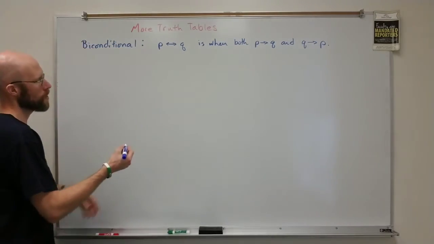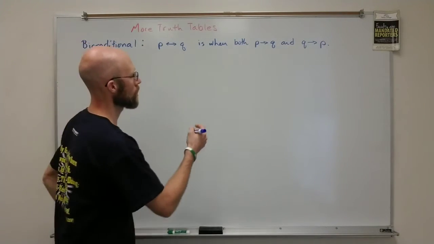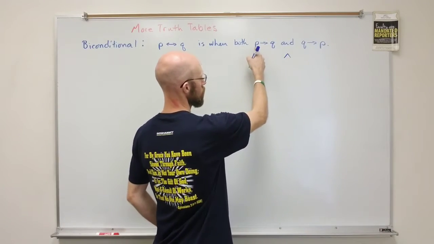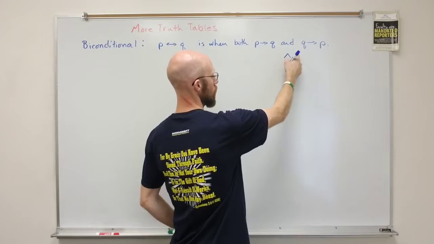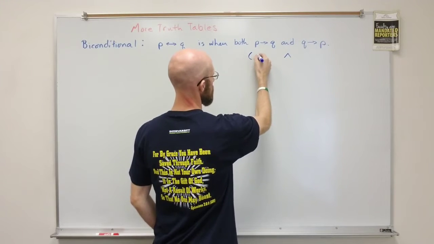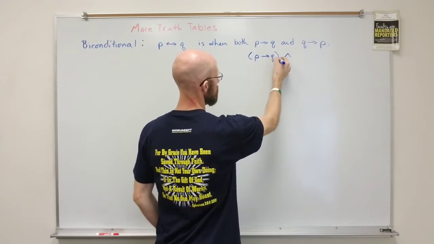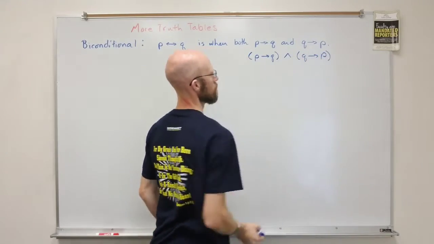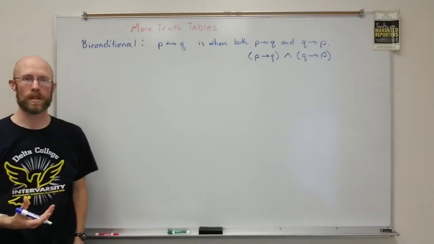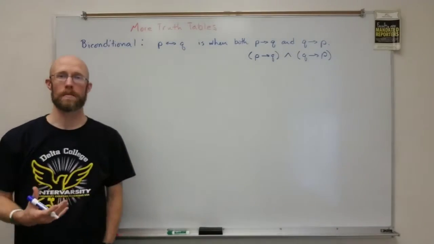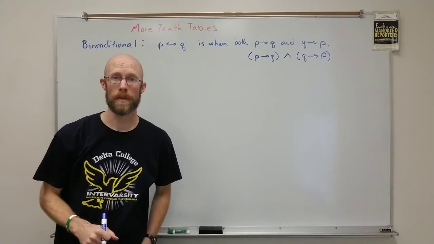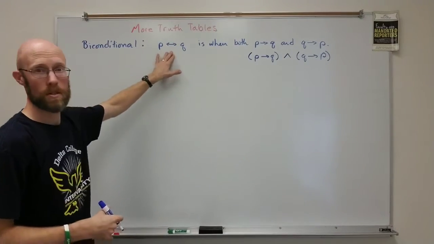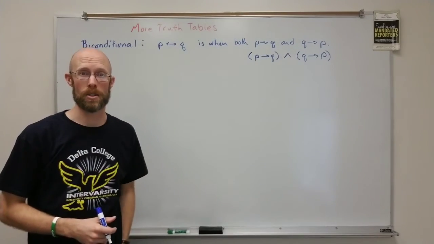Essentially, we're saying that the biconditional statement is equivalent to a conjunction between if P then Q and if Q then P. So that's the compound statement that we're going to build a truth table for. And that truth table will then be the definition of the truth table for the biconditional statement.